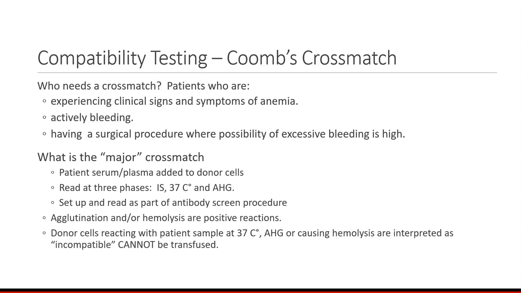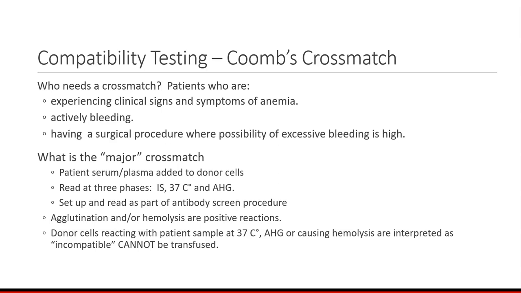What is the major cross-match? It's patient serum or plasma added to donor cells. It's read at 3 phases historically at immediate spin. Then we add a potentiator and incubate it at 37 for a specified period of time. Then we wash it and we add anti-human globulin. This is set up and read as part of the antibody screen procedure. If you are doing a Coombs cross-match, you do not set up your screens and get them going and then get your cross-match going. No, that would be a waste of time and effort.